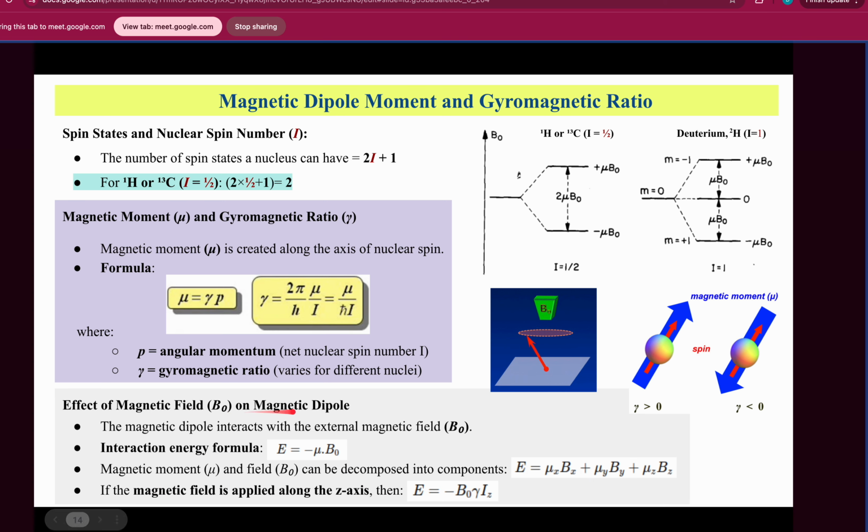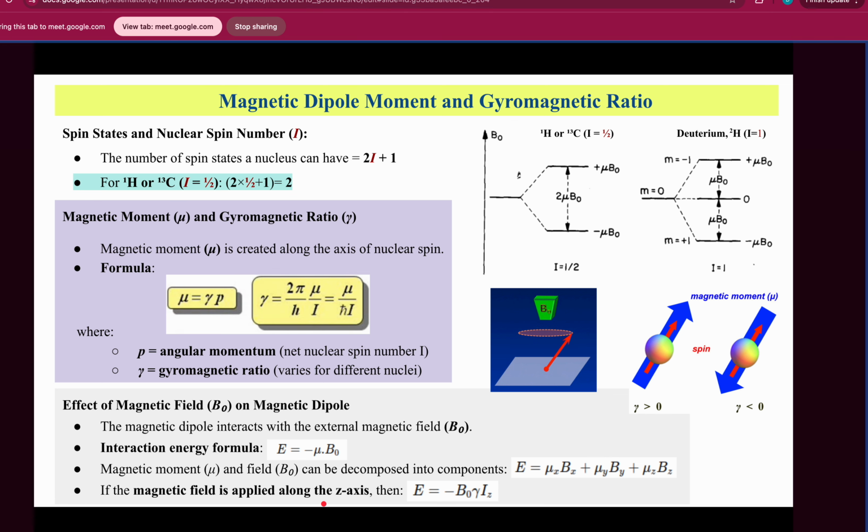So, the effect of magnetic field on a magnetic dipole. The magnetic dipole interacts with the external magnetic field, and the interaction energy is given by minus mu dot B naught, which is the dot product of both of them. The magnetic moment, which we have seen here, is gamma P, and the field B naught, the external magnetic field, can be decomposed into three components towards the X, Y, and Z axes. In this case, the energy will be mu x Bx plus mu y By plus mu z Bz. We need to add them because we are decomposing it into three components.